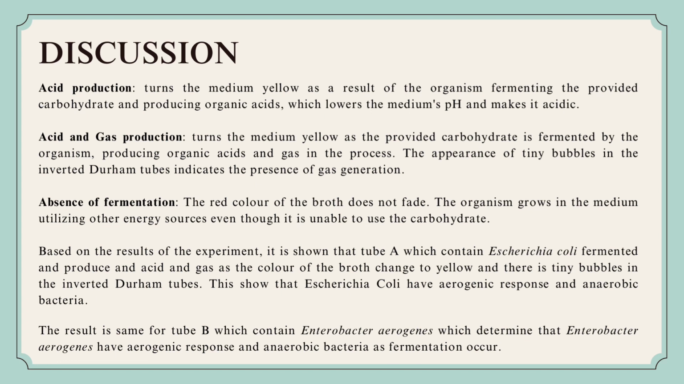Based on the results of the experiment, tube A, which contained Escherichia coli, fermented and produced acid and gas, as the color of the broth changed to yellow and there are tiny bubbles in the inverted Durham tubes. This showed that Escherichia coli has an aerogenic response and is an anaerobic bacterium. The result is the same for tube B, which contains Enterobacter aerogenes, which determines that Enterobacter aerogenes has an aerogenic response and is an anaerobic bacterium, as fermentation occurs.